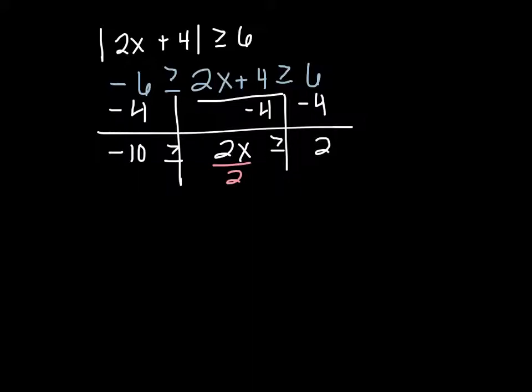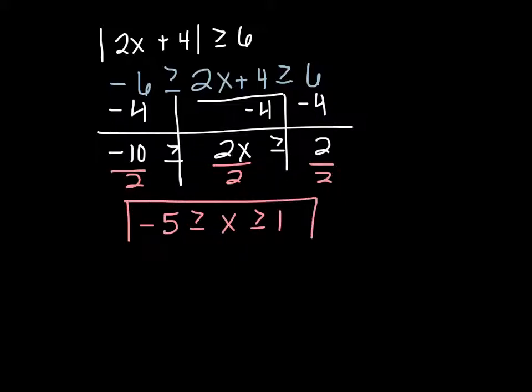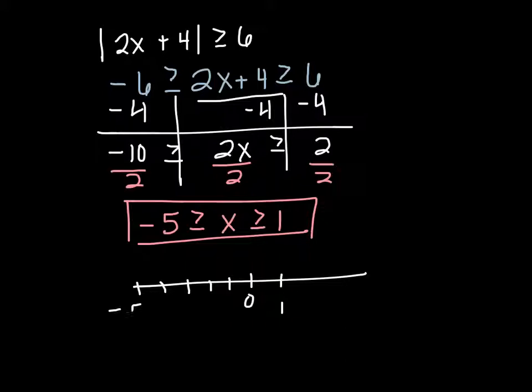Divide by 2. If I do it to the middle, I do it to both outsides. Since I didn't divide by a negative, I don't flip. So I have -5 greater than or equal to x greater than or equal to 1. There's my answer. Let's graph it. 0, 1, and -5. This time they have closed circles because there's a line underneath.